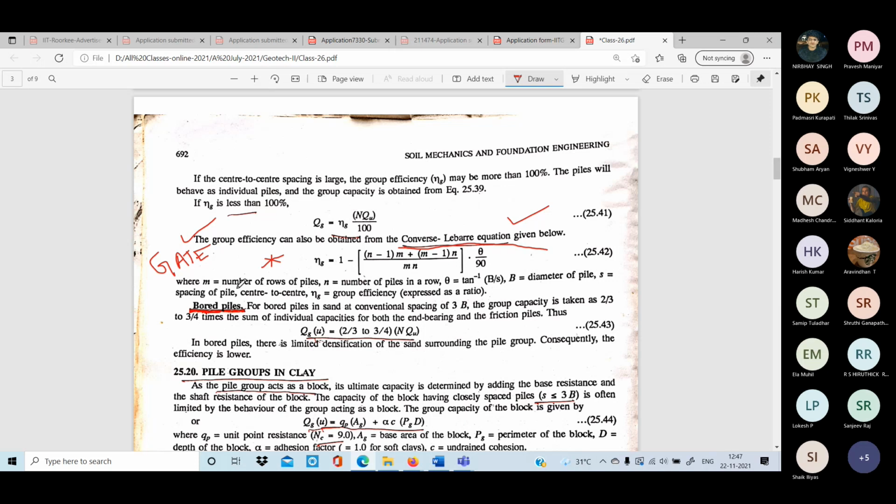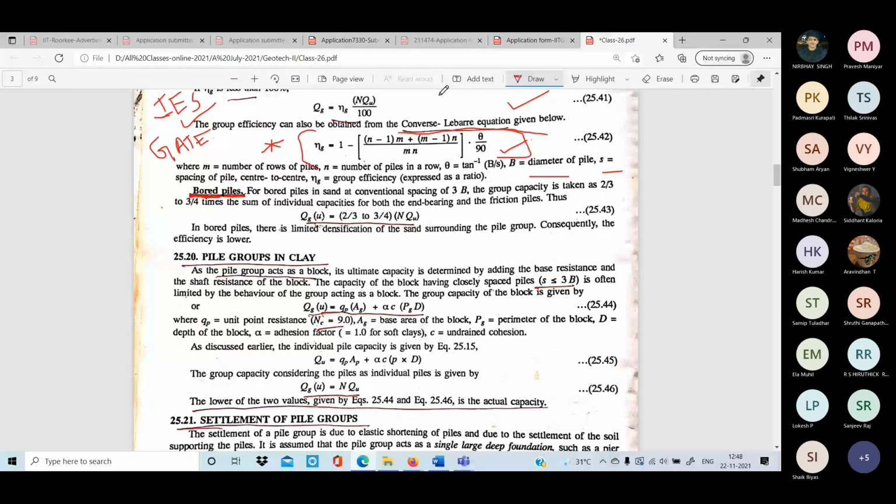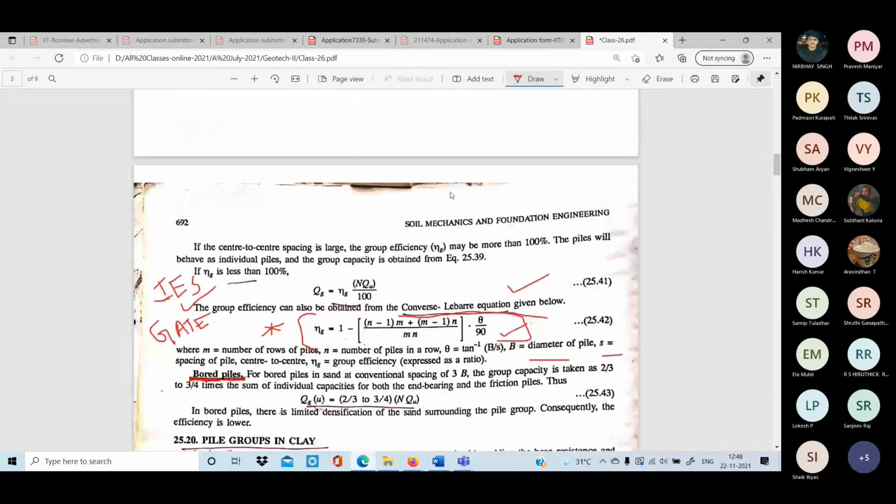What is this m? m is the number of rows of the pile. n is the number of piles in a row. Theta is the angle which is given. What is b? The diameter of the pile. What is s? The spacing of the pile. So what you have to do is remember this equation. There is no other way. If you want to write competitive exams, GATE or IAS, you have to remember this equation, and they will ask in the competitive exams. So this is all about the driven pile.